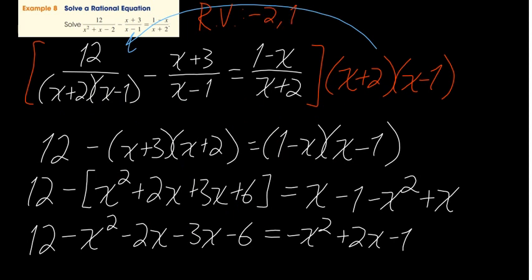If I have a -2 or a +1 as a solution to this problem, it will not work. It will be extraneous. You will have done everything right, but you're wrong, right? Because again, if we put a -2 here, -2 plus 2 is 0. If you put a 1 here, 1 minus 1 is 0. So those are restricted values.